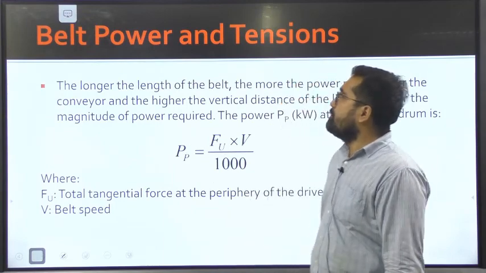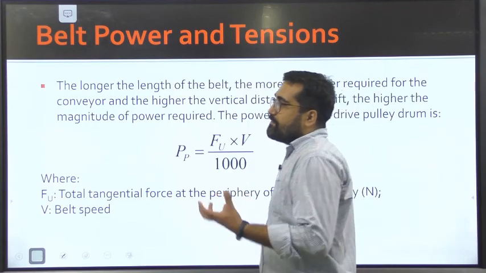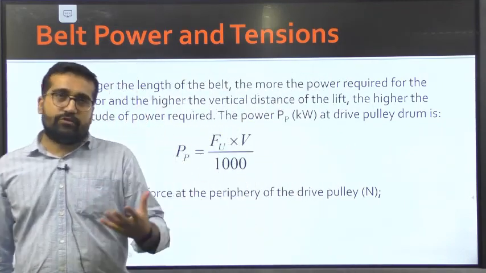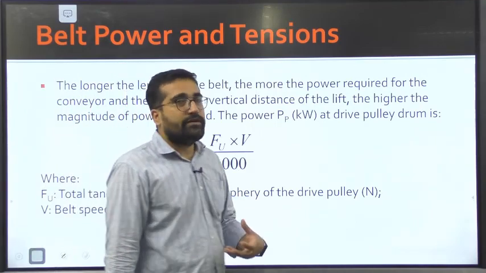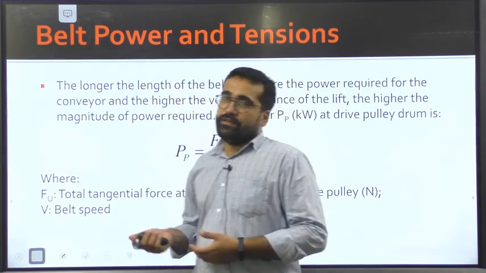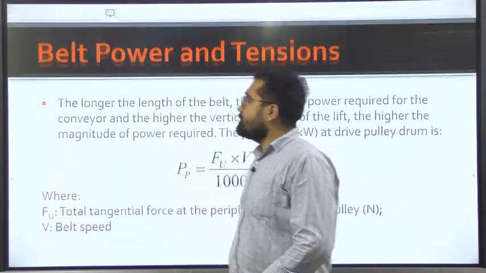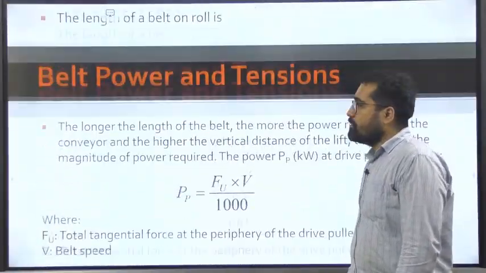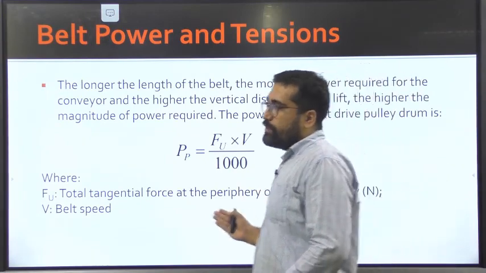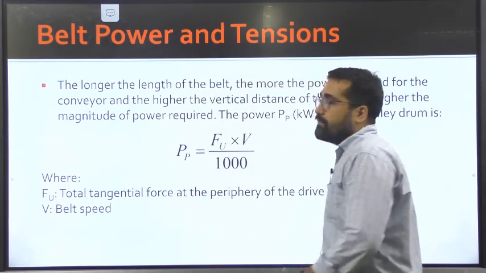Now let's come to belt power and tension. We find power and tension to determine the size of the motor we are going to attach, which will help to convey the material and give motion to the belt. So what should be the size of the belt? After the diameter of rollers, our next topic to design is belt power and tension.